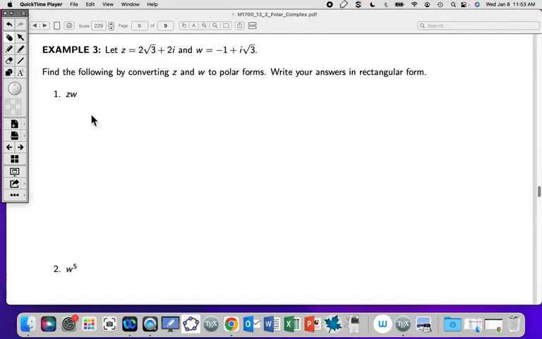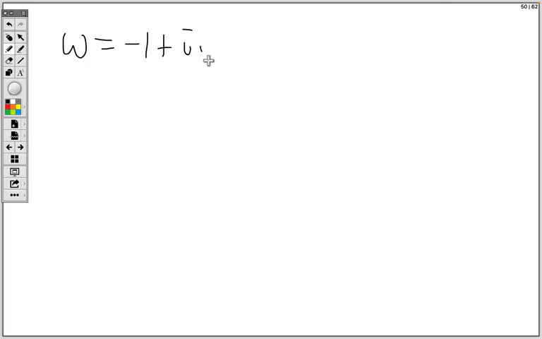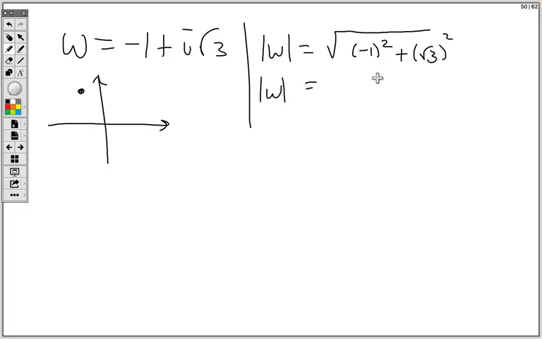And now we'll do the same thing for w. w is negative 1 plus i square root of 3. Once again, let's locate w in the complex plane. It's going to be up here. That tells us our theta is going to be in quadrant 2. Step 1, we find the modulus of w. It's going to be the distance from w to the origin. I take the real part squared, the imaginary part squared, add them up, take the square root. This is going to be 1 plus 3, so I get the square root of 4, which is 2.